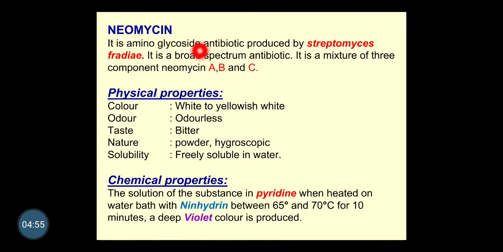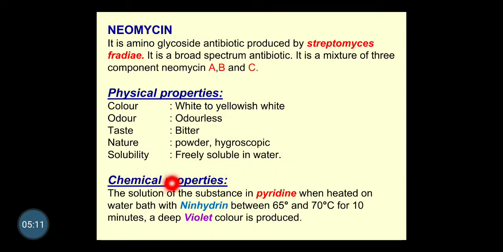These are the polymorphic forms of neomycin, A, B and C, and when we obtain neomycin, it may be a mixture of all these three forms. As far as the physical properties are concerned, it is a white to yellowish-white, odorless, bitter, crystalline powder, as well as hygroscopic in nature and freely soluble in water.